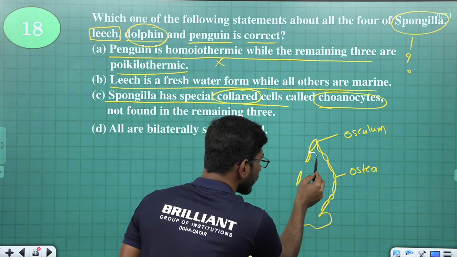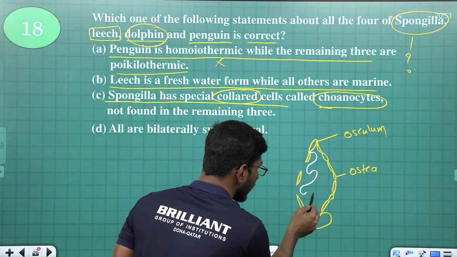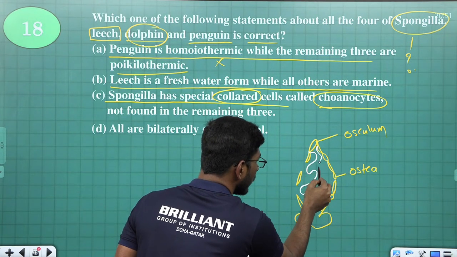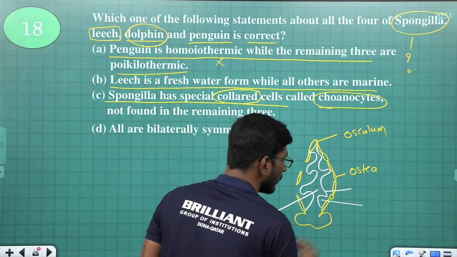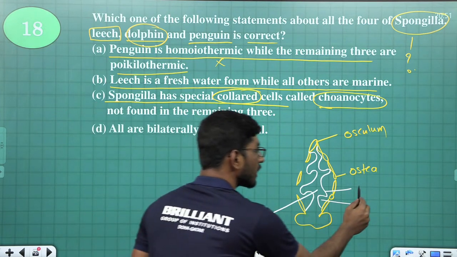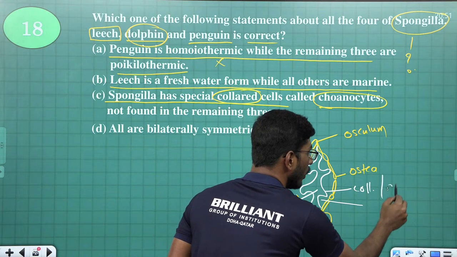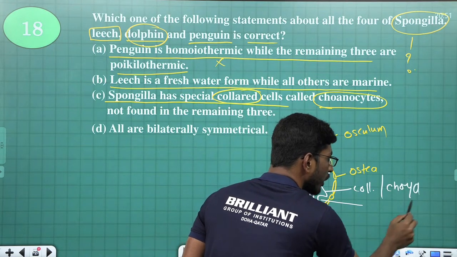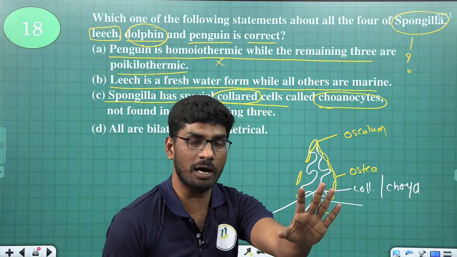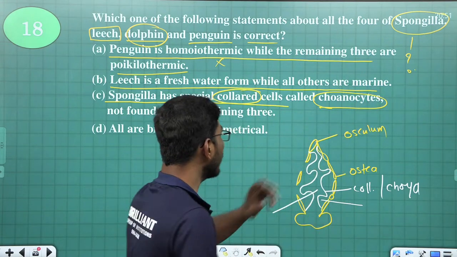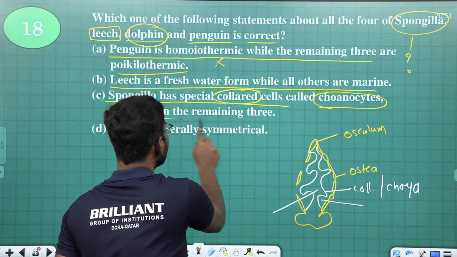What about the inner one? The inner one has the special cells they call collar cells. This is known as pinacoderm, this is the coenoderm, this is called spongocoel, this is called mesoglea. Here collar cells, or choanocyte cells, are there. Choanocyte cells are exclusively seen in Porifera. Statement correct, and they are not found in the remaining three.